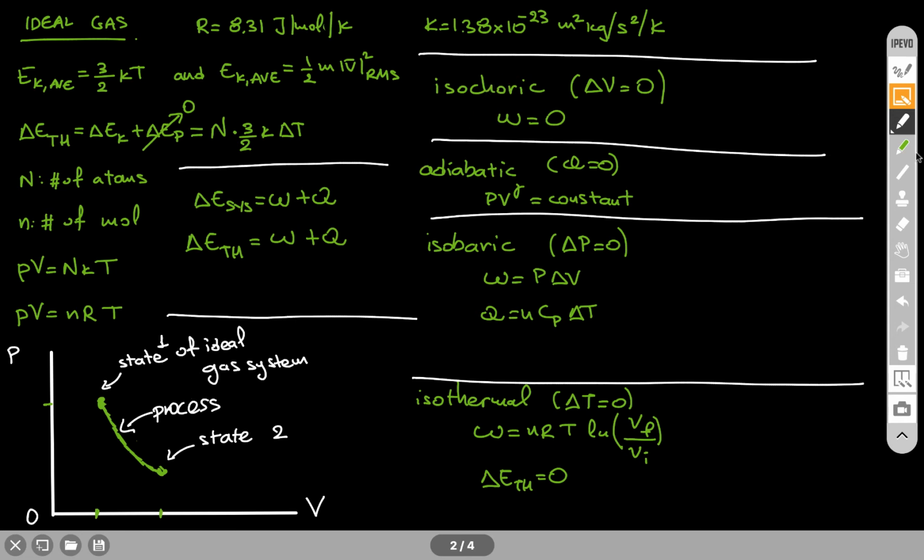When you hear the term isochoric, that means that the change in the volume of the ideal gas is zero, or in other words, the volume of the ideal gas stays constant. The term isochoric has a Greek origin. Iso for equal, and choric is about volume. So an isochoric process means that the volume of the gas stays the same, and because the volume of the gas stays the same, the work that the ideal gas does is zero.